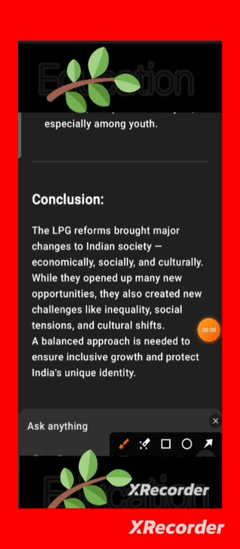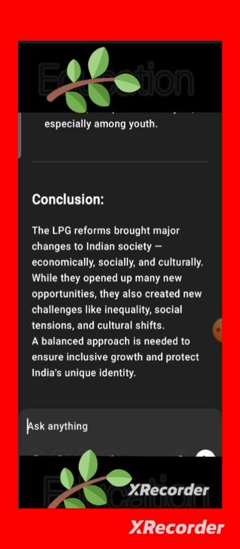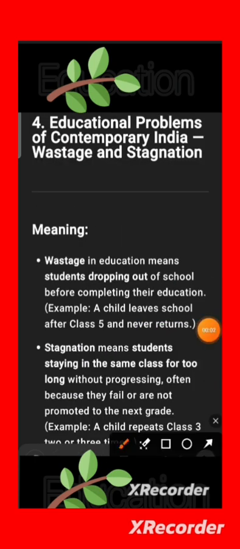So the LPG reforms transformed Indian society in many ways. They boosted economic growth and global integration. People got better goods and services, especially in urban areas. However, they also led to inequality, cultural shift and challenges for rural and poor populations. The LPG reforms brought major changes in Indian society economically, socially, culturally. A balanced approach is needed to ensure inclusive growth and protect India's unique identity.